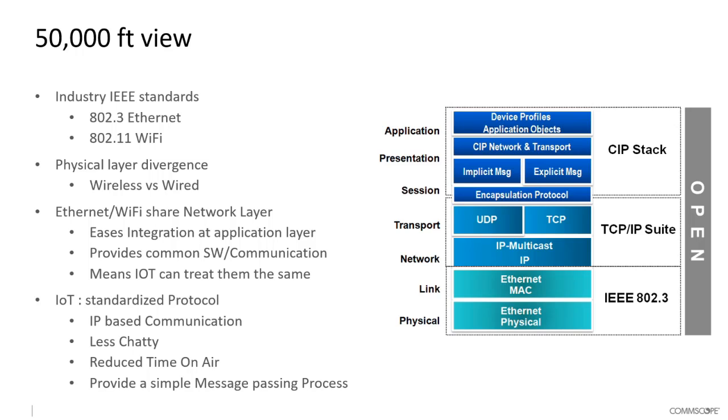Because they've standardized at a network level, it becomes very easy for us to implement them within an IoT framework. They are all typically using IP-based communication, be it TCP or UDP, and as such they are less chatty when they're in an IoT environment than in a normal IP environment. This can help us to reduce the time on the air, and by implementing a simple message passing process on top of these standard encapsulations and networking layers, it allows us to build an IoT network that can utilize both of these pretty seamlessly from a user and from an application perspective.